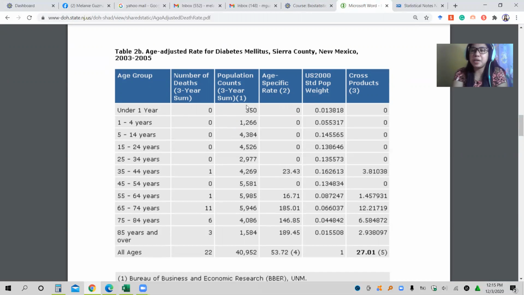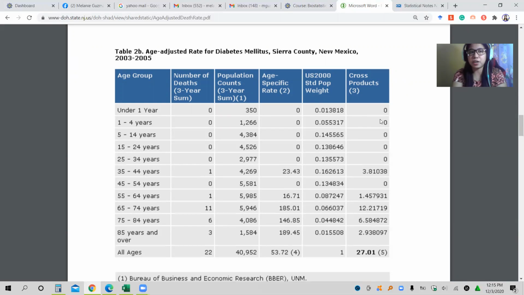So the formula is the same. This is 0 over 350. Of course, you will get 0. And on this side, if you also compute 1 over 1,400 4,269, you will get 23.43.